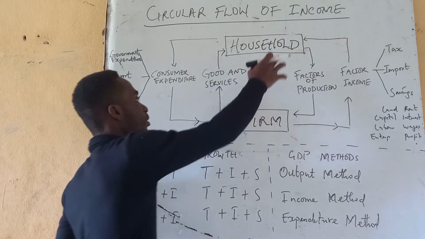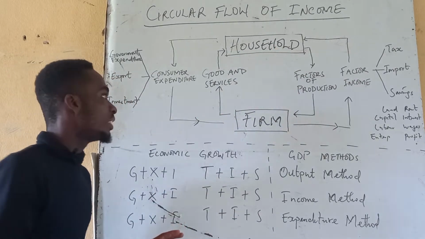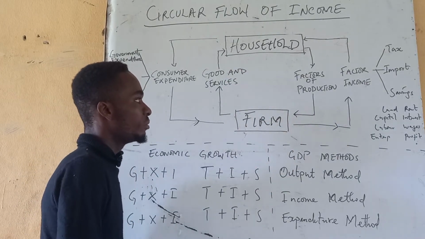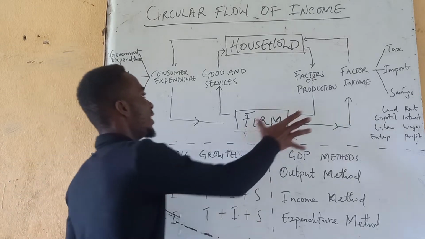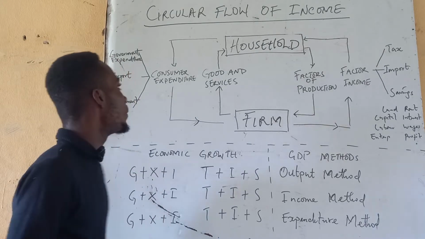We have the factor income being the rent, the interest, the wages, and the profit. So the household supplies factors of production to the firm, and the firm in turn rewards the household with the factor income, which are in the form of rent, interest, wages, and profits. Alright, that is the gamut that occurred around this part of the circular flow of income, the two-sector model.